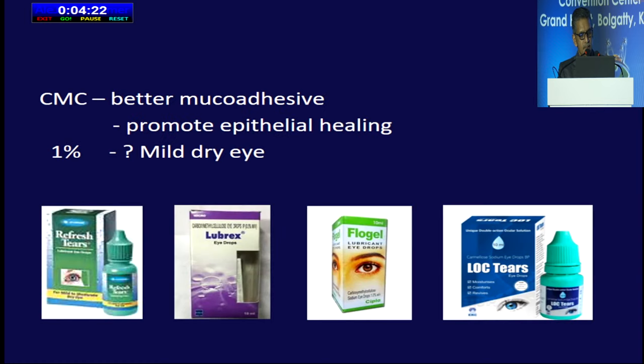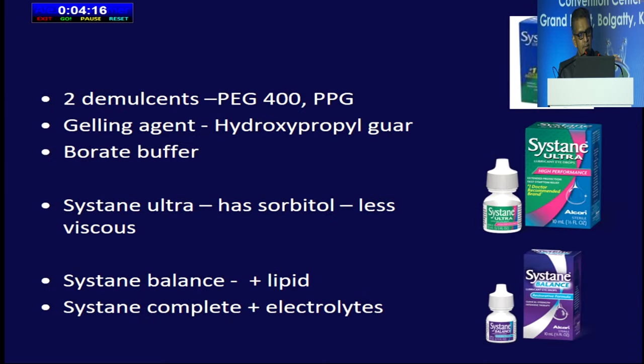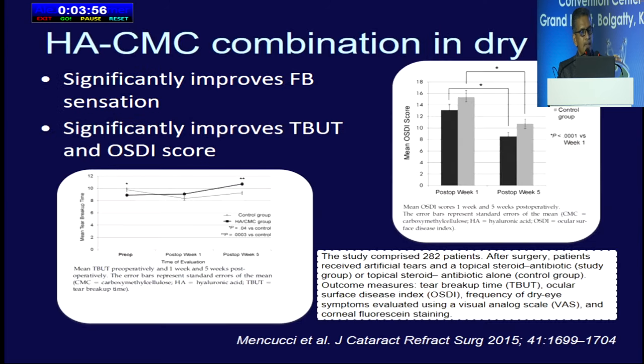I'll just say that among the different lubricants that are available, CMC is slightly better because it is mucoadhesive. And Systane Ultra and Systane Balance seem to be much better compared to other lubricants because they have certain agents, HP-Guar, which stick onto the hydrophobic sites and keep it on the surface for a longer period of time. Again, I don't have any financial interest.